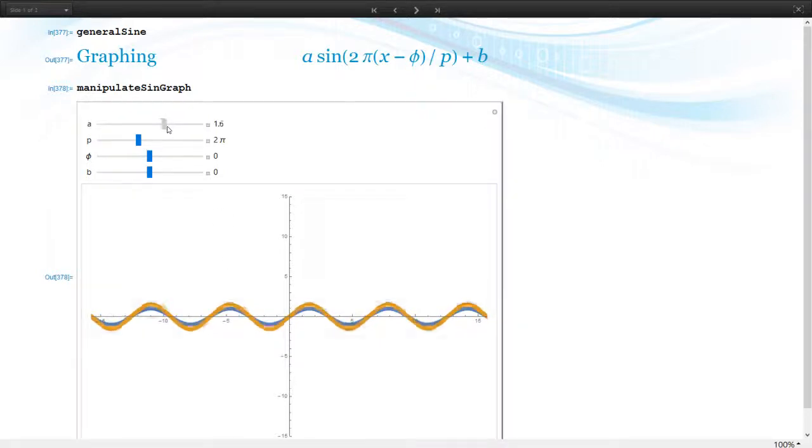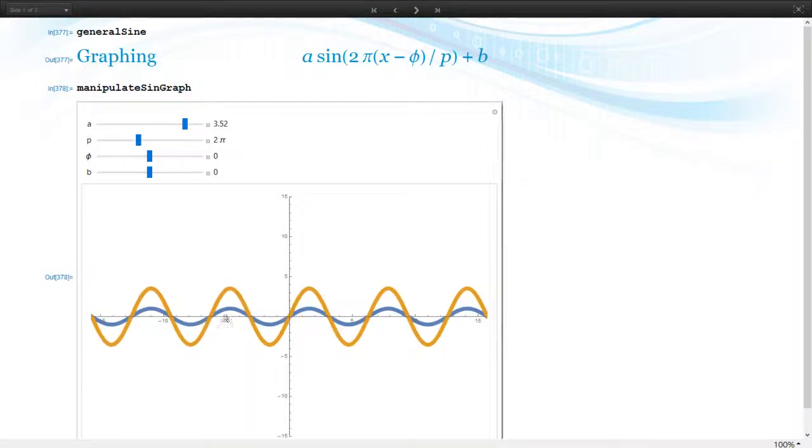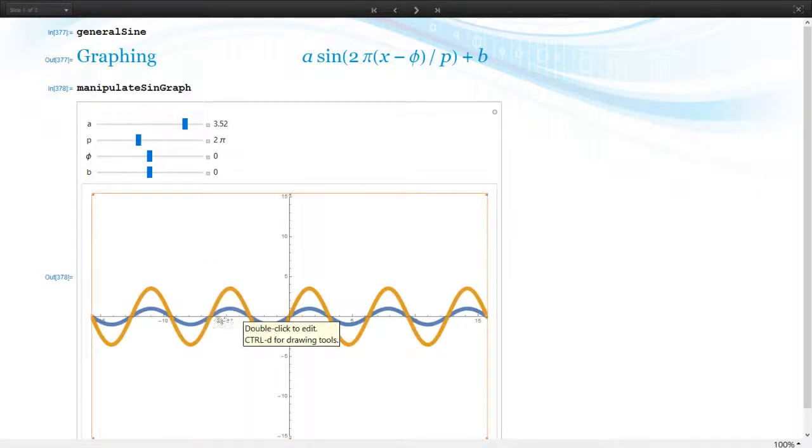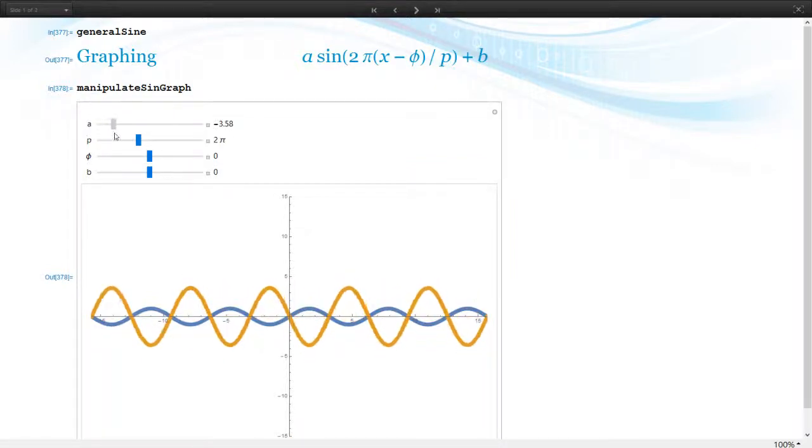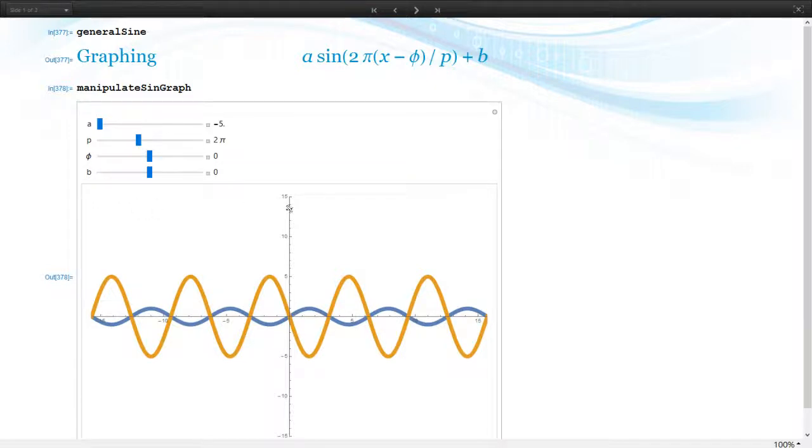So if I increase A, I notice that my regular sine curve stays down here with an amplitude of 1. A equals 1, amplitude is 1. But now that I've set this amplitude to 3.52, my yellow curve, which is the one that's being manipulated in this graph, has a much larger amplitude. The blue curve has an amplitude of 1. The orange curve has an amplitude of about 3.5. And if I make A negative, it flips the graph the other direction. Here's an A of -5.